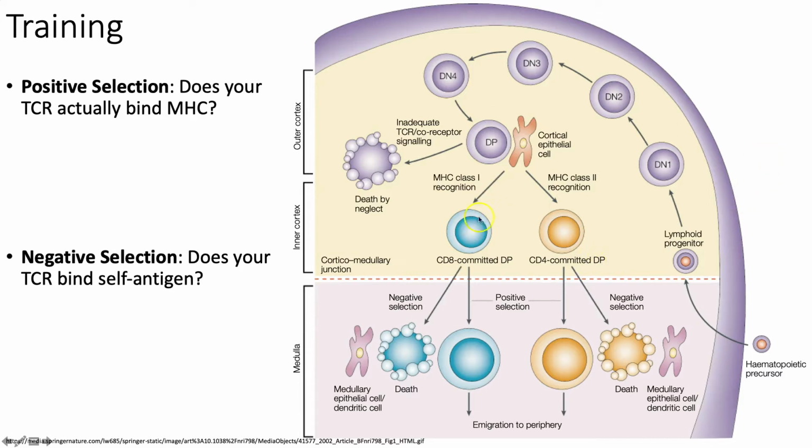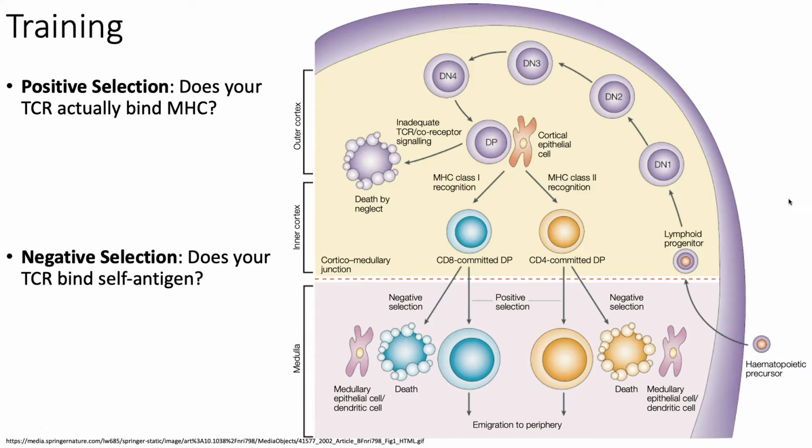So we take our CD8s and we send them on, and we take our CD4s and we send them on, and we're going to check and see if they can bind self-antigen. And that's where a special cell called a medullary cell comes in, because it's in the medulla of the thymus. We're not going to go through thymic structure in this class, but it has a portion that's called the medulla. And they have medullary epithelial cells or medullary dendritic cells, and they have such a cool job.